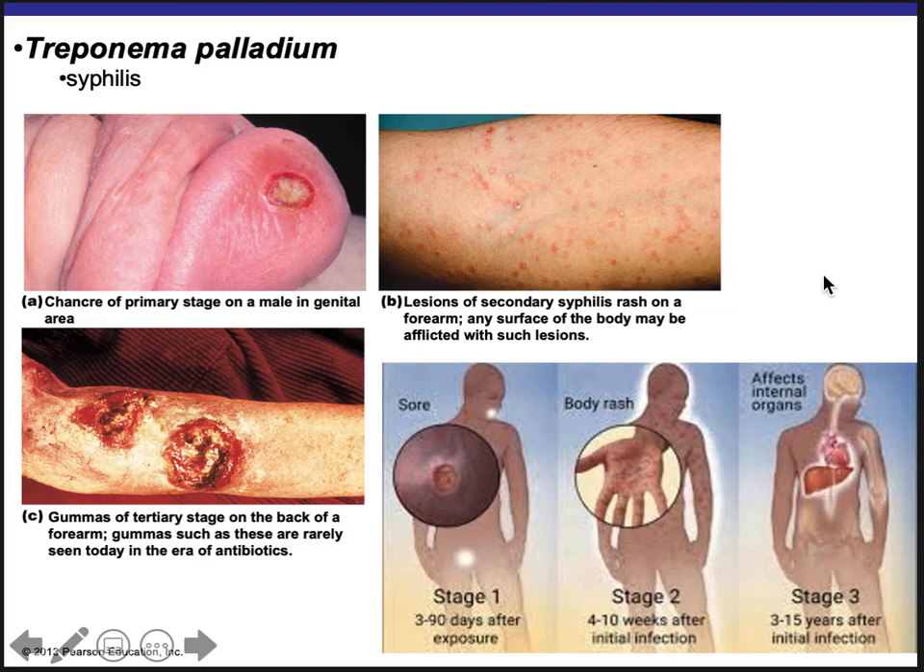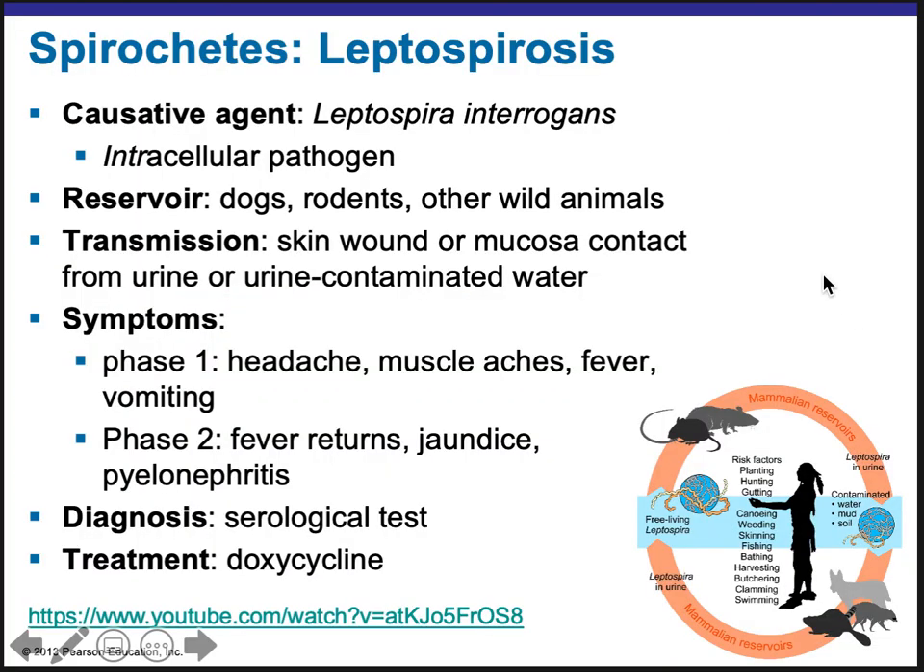So that is syphilis. All right, now for another spirochete, leptospirosis is caused by Leptospira interrogans, and this is an intracellular pathogen that you get from either touching infected animals or coming into contact with water that the animals have urinated in. So either direct wound or mucosa contact from the urine of infected animals or water containing the urine of infected animals. Okay.